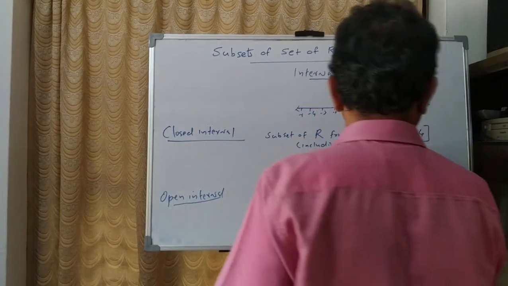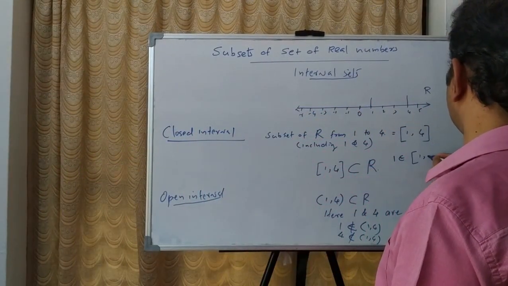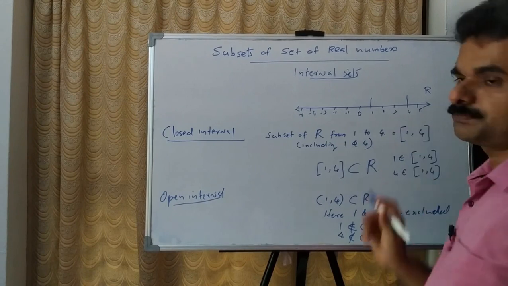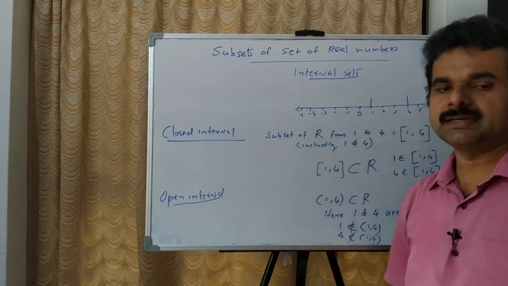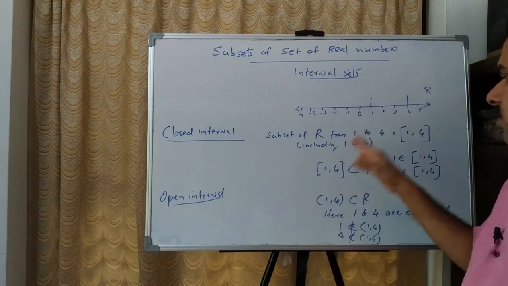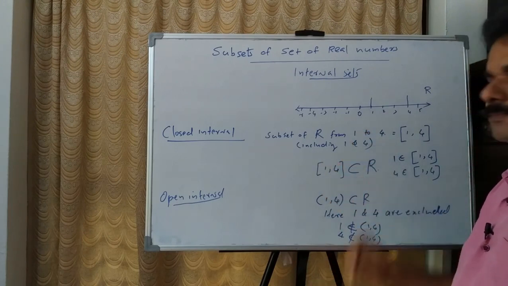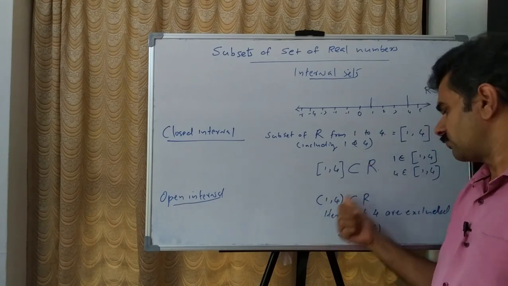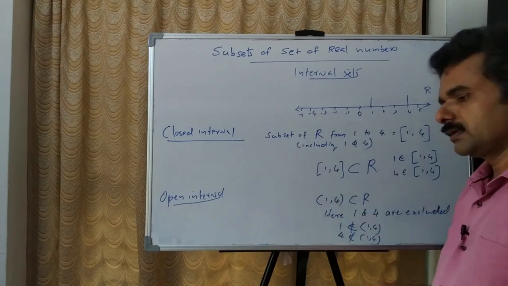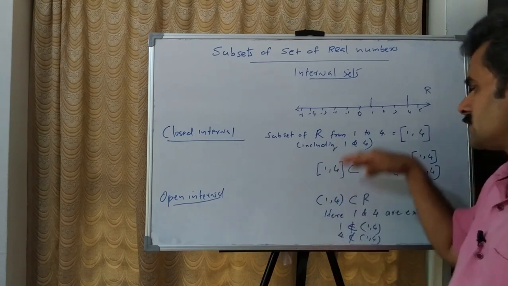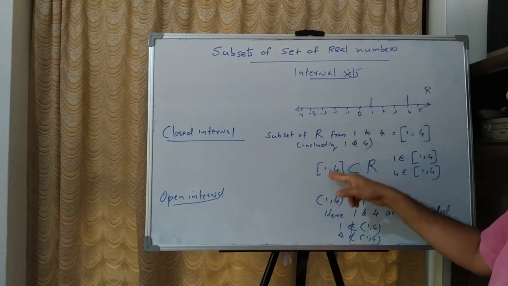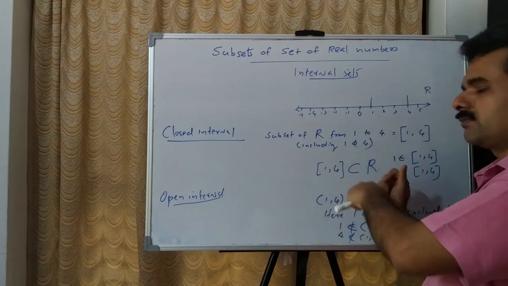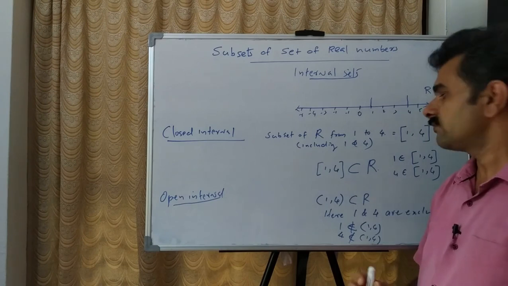Here 1 belongs to closed interval [1, 4]. 4 belongs to closed interval [1, 4]. This is the difference between closed and open intervals. Okay, so closed interval is denoted by this notation [1, 4]. It is a part of R or subset of R. Similarly, open interval is also a part or subset of R. What is the difference between closed and open? Closed interval [1, 4] means all the real numbers between 1 and 4 including 1 and 4.